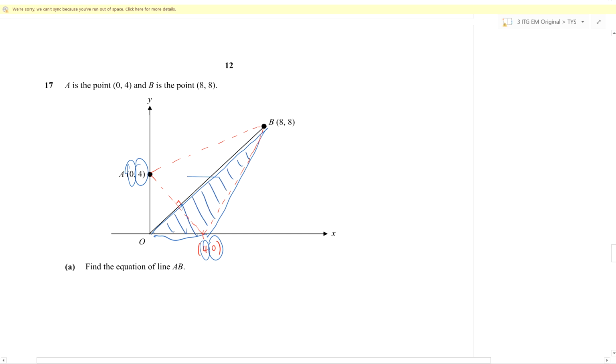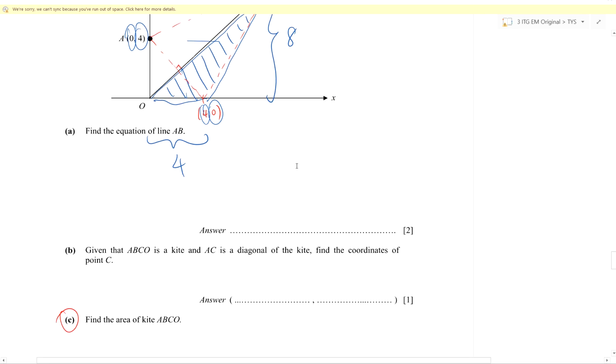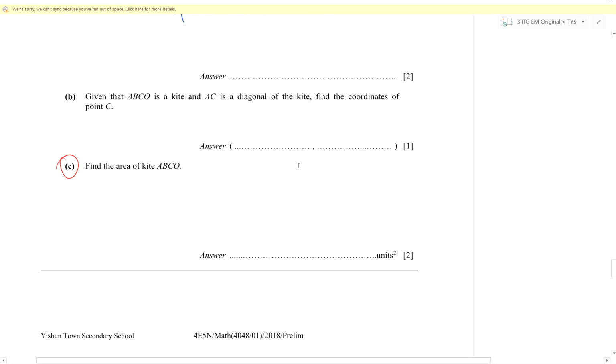Primary school maths. What is the base? The base is 4. What is the height? Yes. 4 times 8, 32, divided by 2, 16. Times 2 triangles, 32. So area, 2 times half times 4 times 8, we get 32.